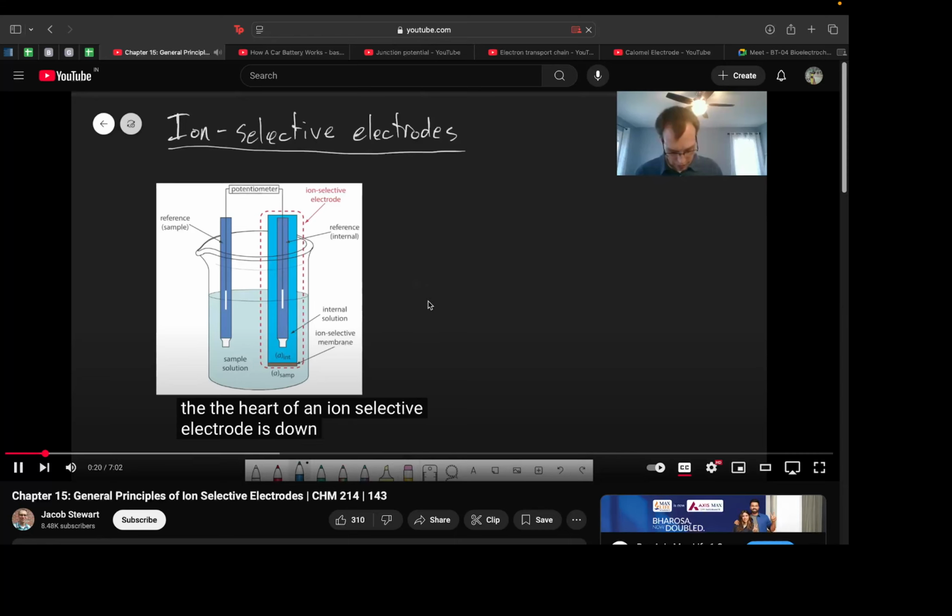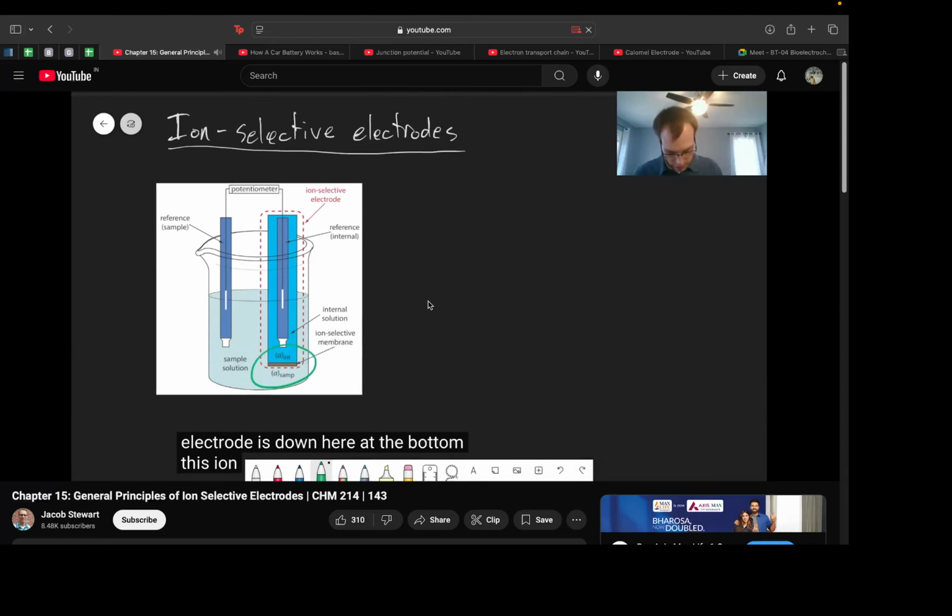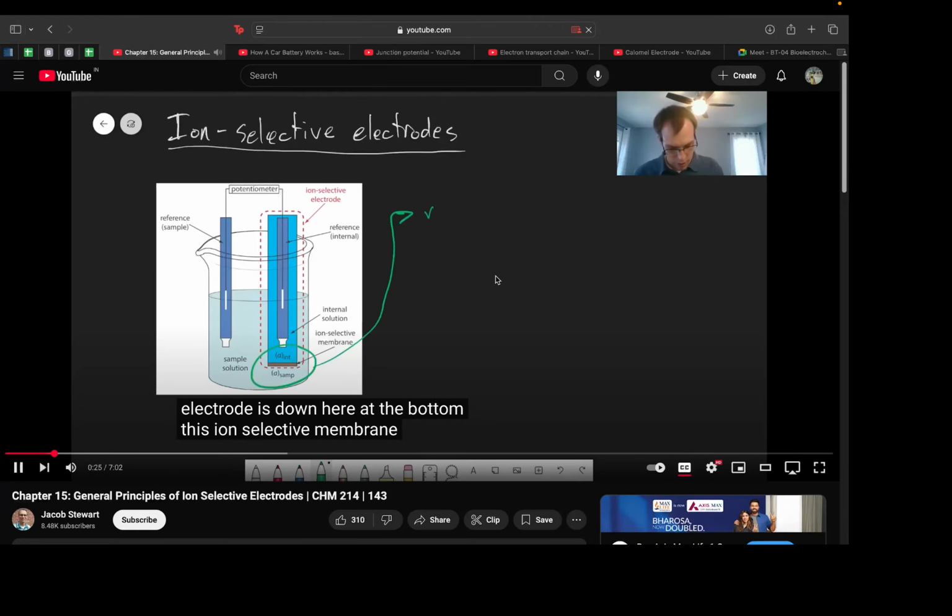The heart of an ion selective electrode is down here at the bottom, this ion selective membrane.